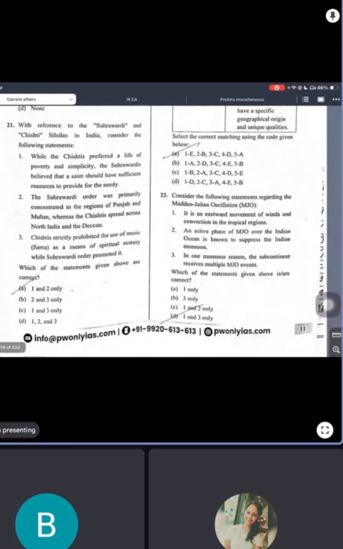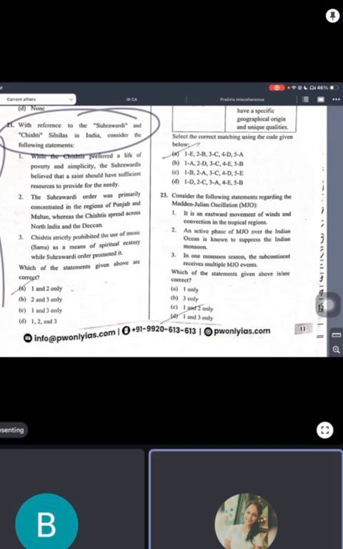Now see, read this question. Even I don't know this answer, but see how I will solve it. Read, Priyal. With reference to the Suhrawardi and Chishti silsilas in India, consider the following statements.